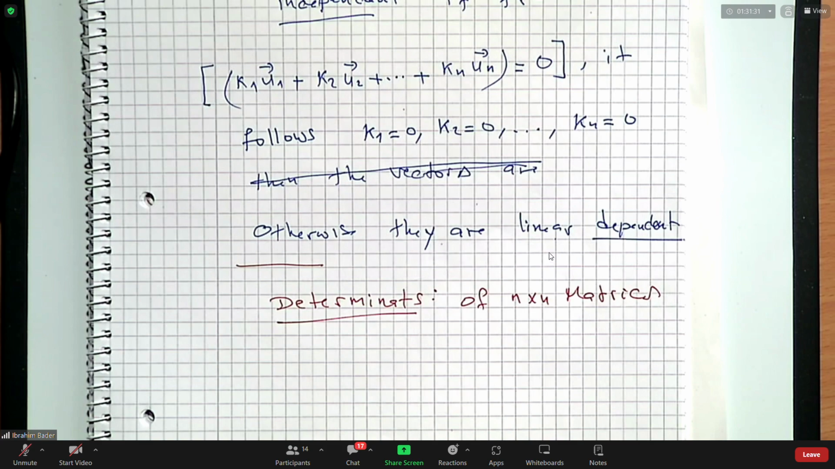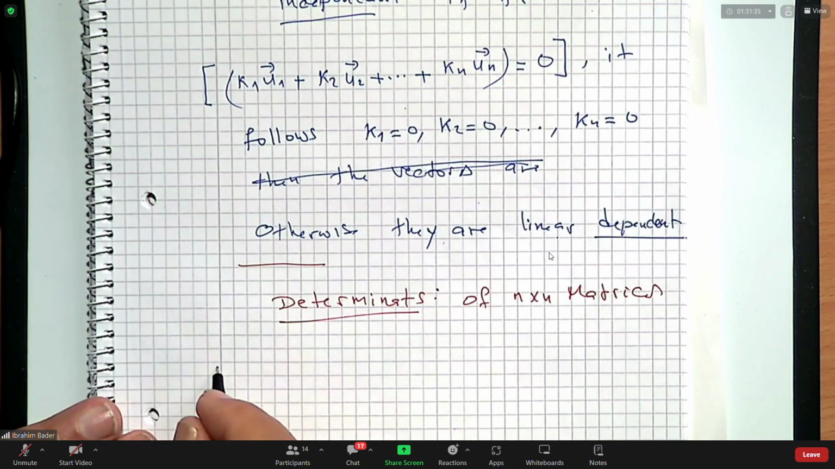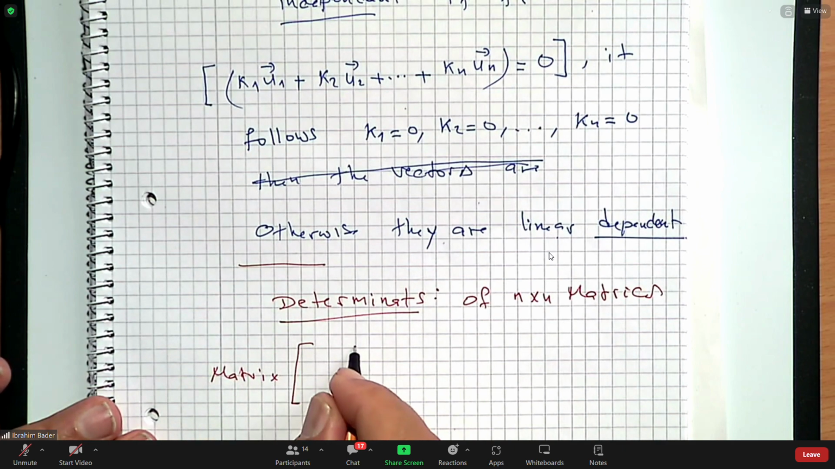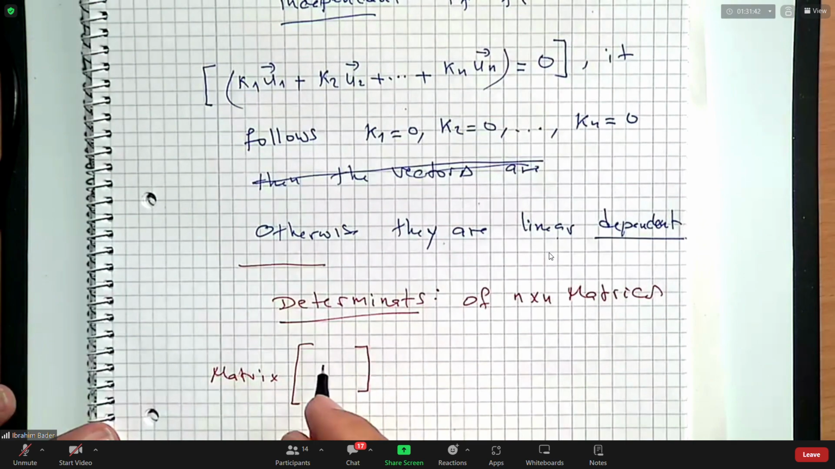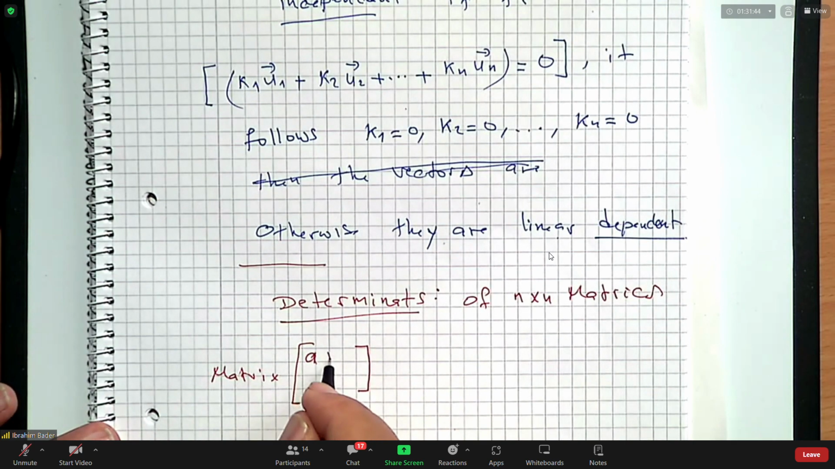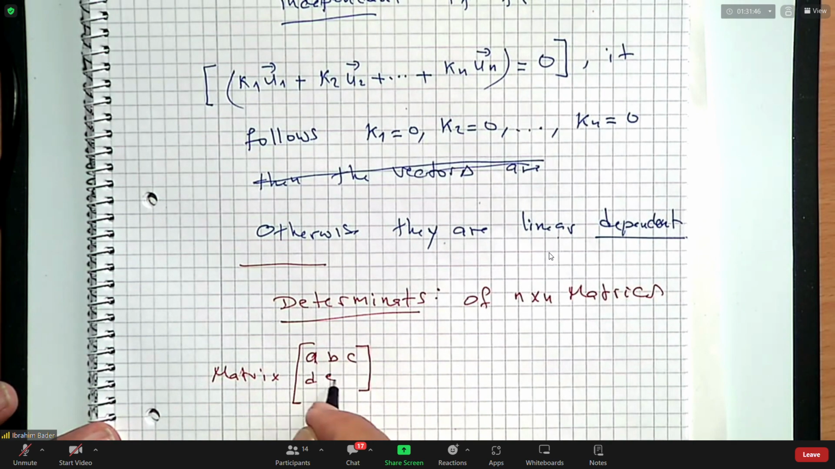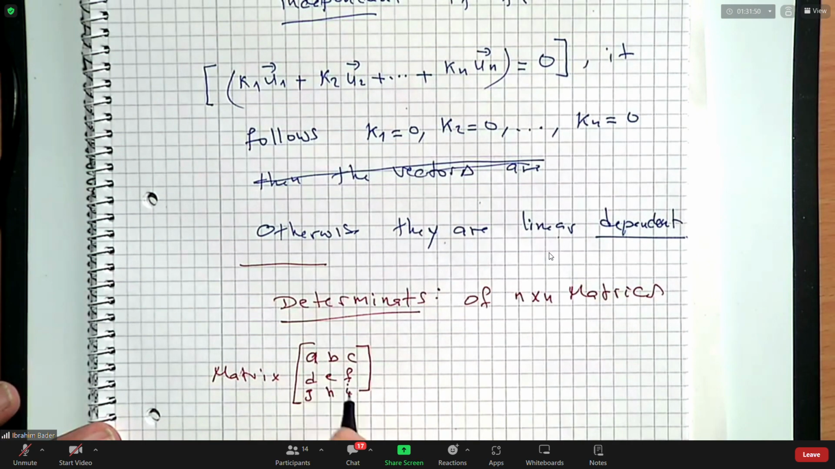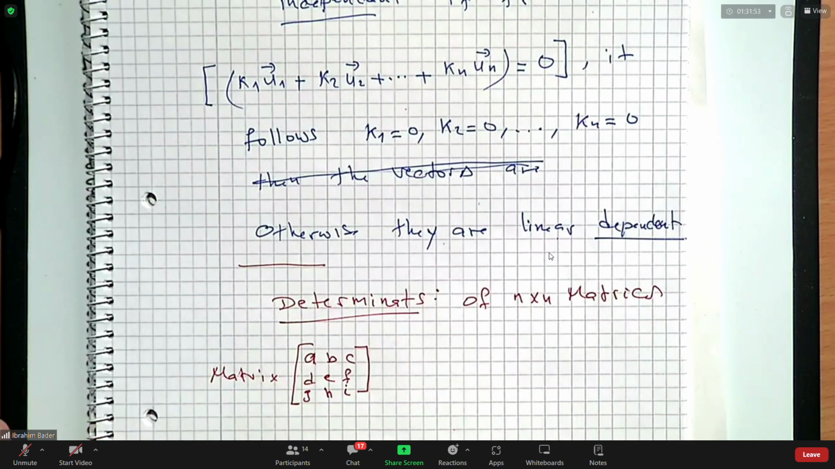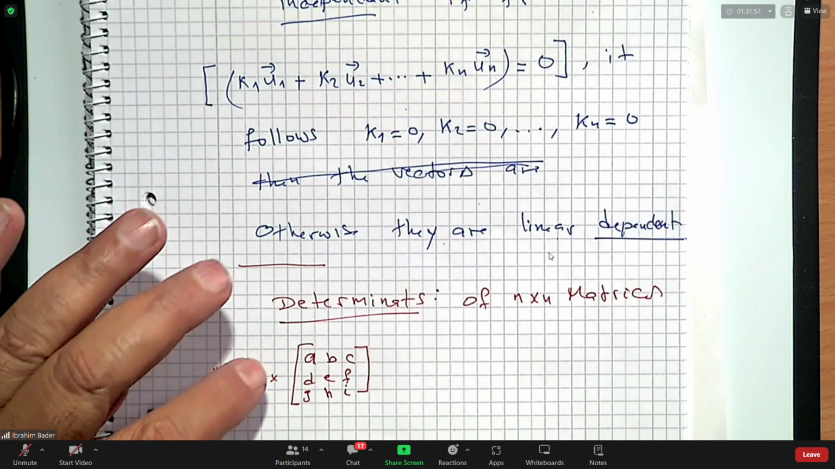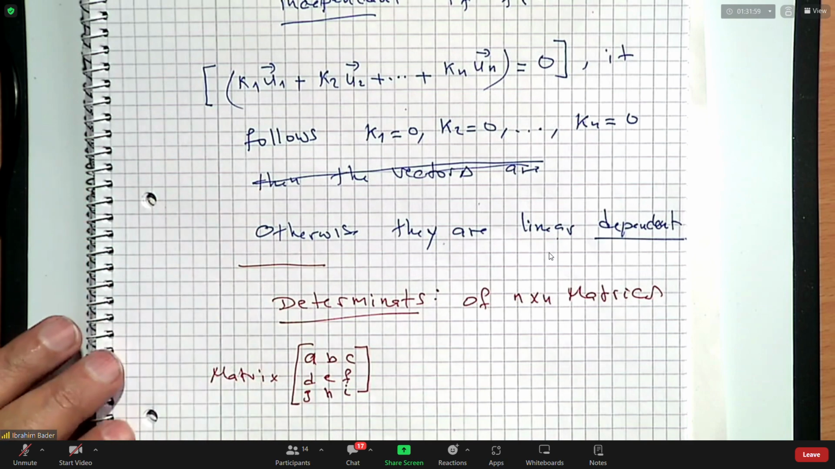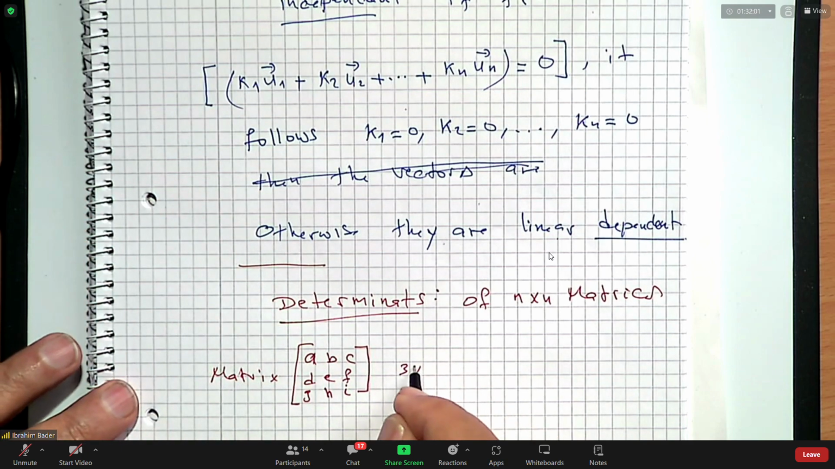So in general, a matrix has values, right? Let's say A, B, C, D, E, F, G, H, I. So this is a matrix. Now, we refer to a matrix by its rows and columns. So this one here is a 3 by 3 matrix.